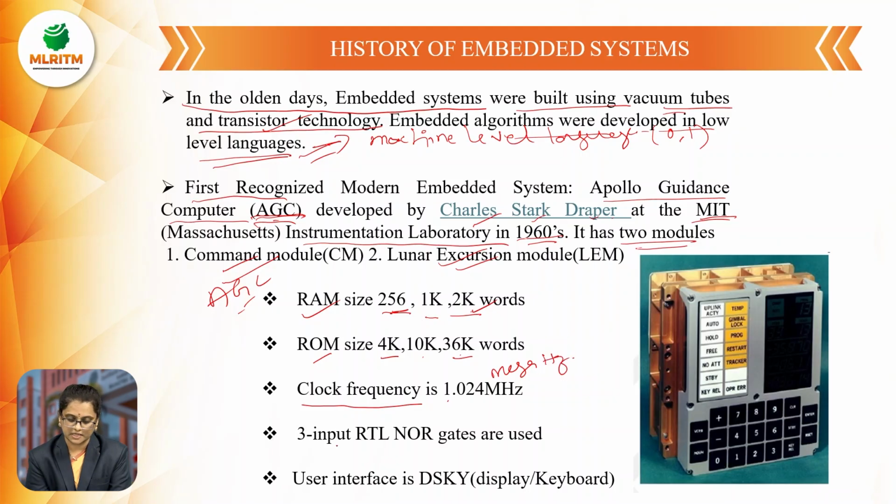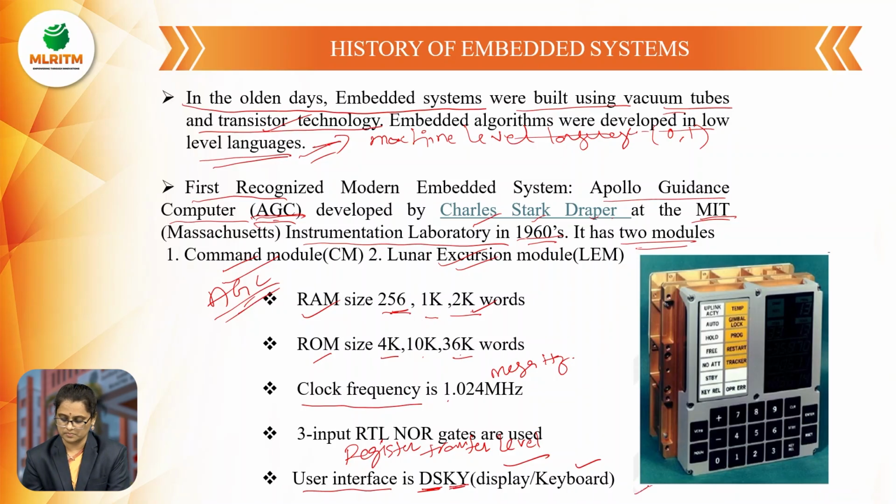And it uses three-input RTL NOR gates. Here RTL means register transfer level. NOR gates are used. And the final one is the user interface, which is DSKY. DS means display and KY means keyboard. So these are the AGC features.